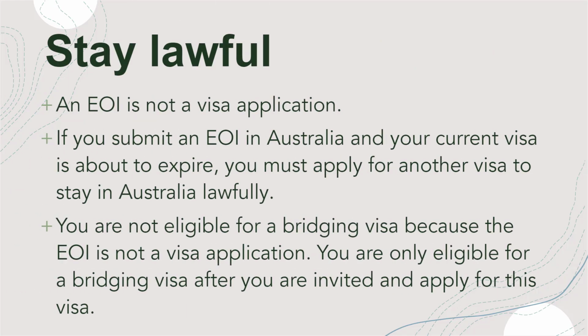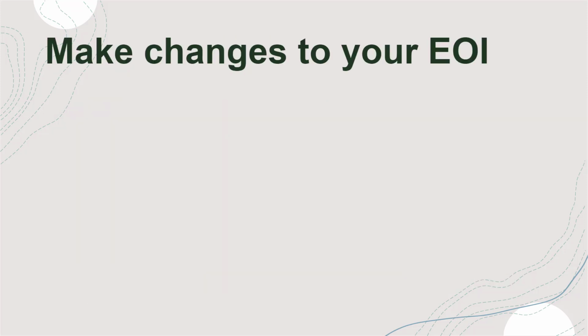If you submit an EOI in Australia and your current visa is about to expire, you must apply for another visa to stay in Australia lawfully. You are not eligible for a bridging visa because the EOI is not a visa application. You are only eligible for a bridging visa after you are invited and apply for this visa.